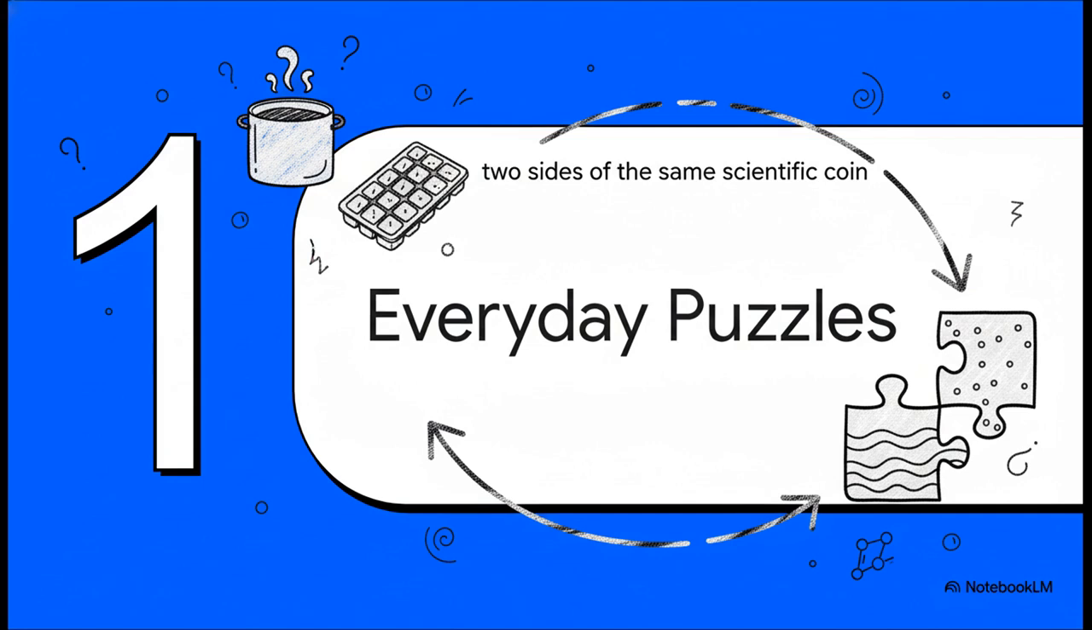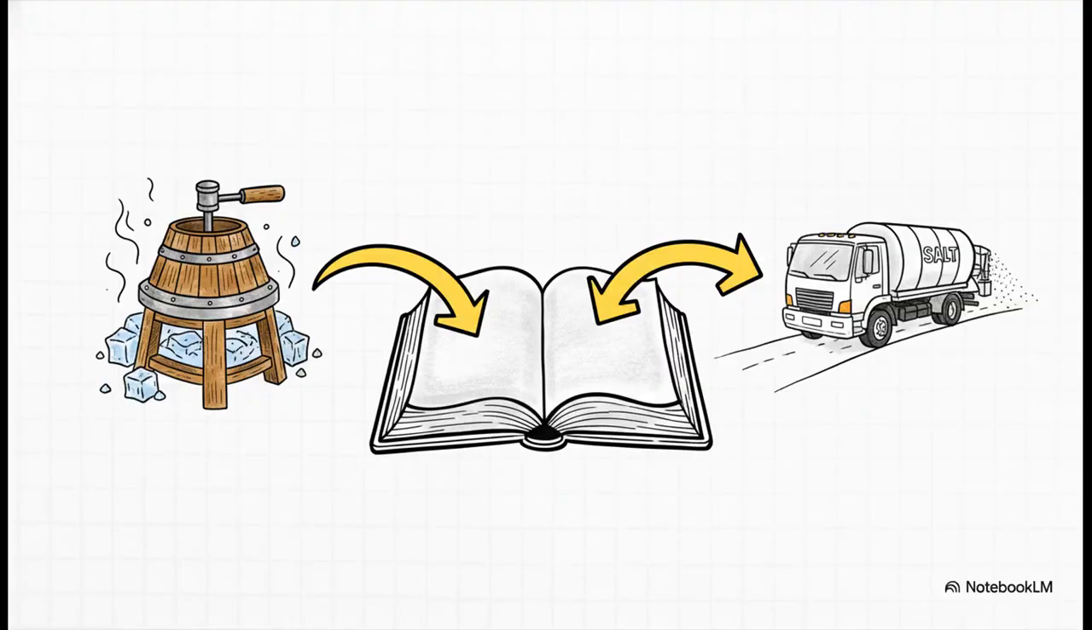Okay, so there we have it, our two everyday chemistry puzzles. They really seem like complete opposites, don't they? But they're actually two sides of the very same scientific coin. The thing that connects making ice cream and de-icing roads, well, it's not magic, even though it kind of feels like it. It's actually a simple and incredibly powerful rule in chemistry. And once you get it, a lot of things about the world are just going to click into place.